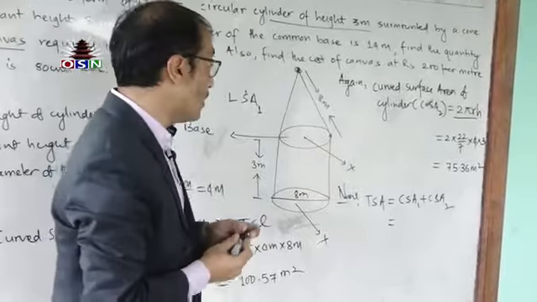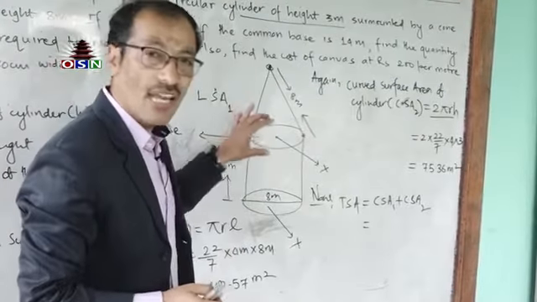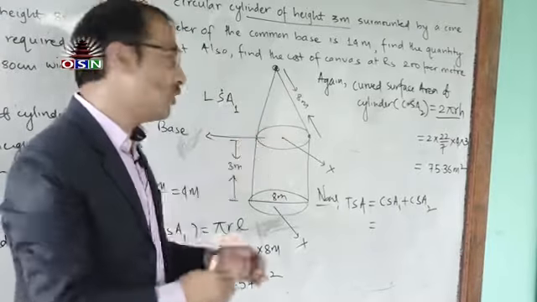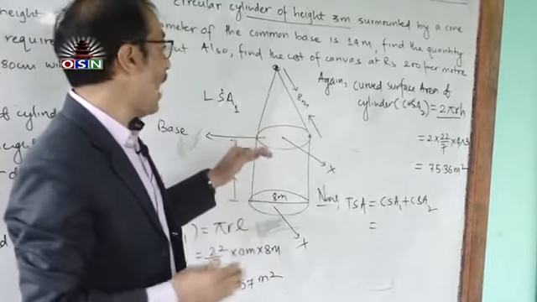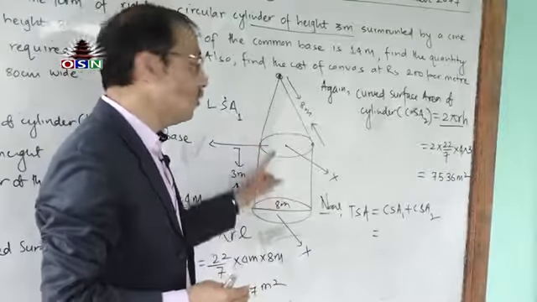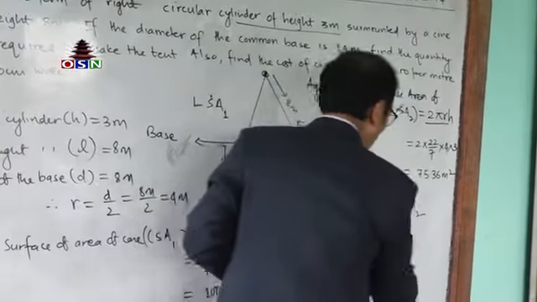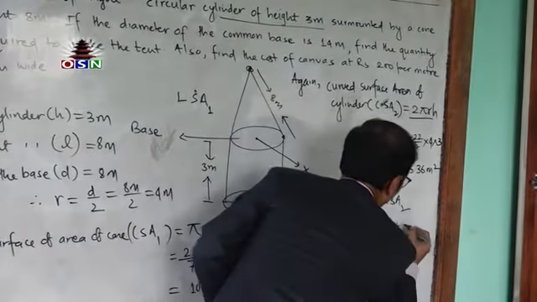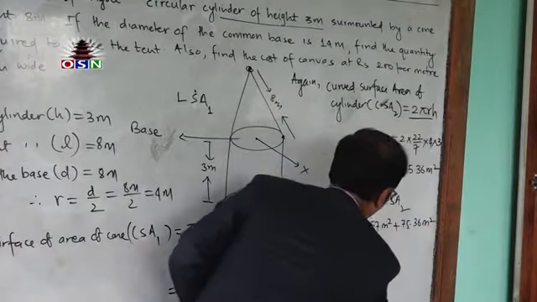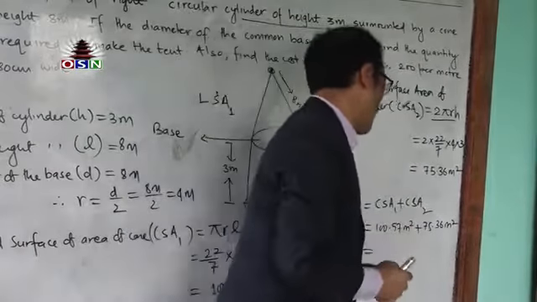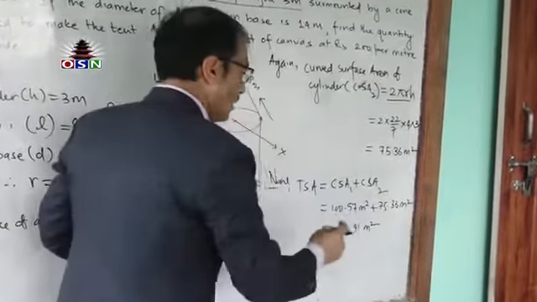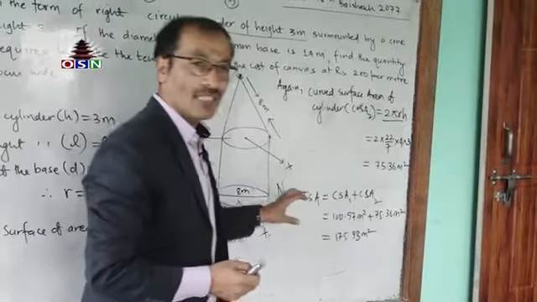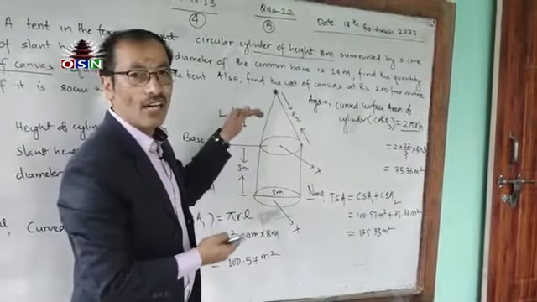We don't need to include the bases, because, as I have already said, this is canvas. So this is a tent. In the case of a tent, when we find the total quantity required to prepare it, we add the curved surface areas of these two objects. So we just add them: 100.57 meters square plus 75.36 meters square. When we add them, we get 175.93 meters square. This is the total area of the canvas used to prepare these combined objects.